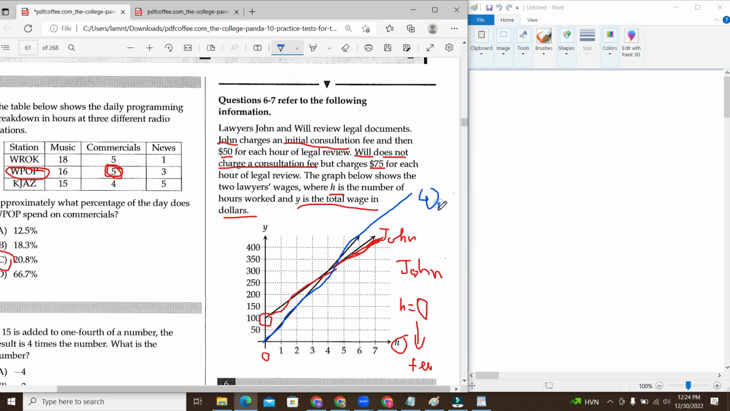So they ask when John is less expensive than Will, because John has a lower rate but charges an initial consultant fee, right? And Will doesn't have an initial consultant fee, but has a higher rate. So eventually Will is going to surpass John in terms of expense in the long term.